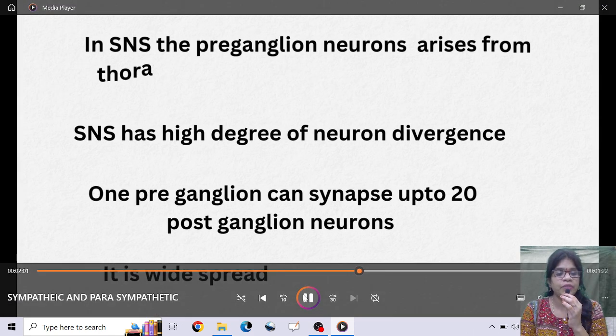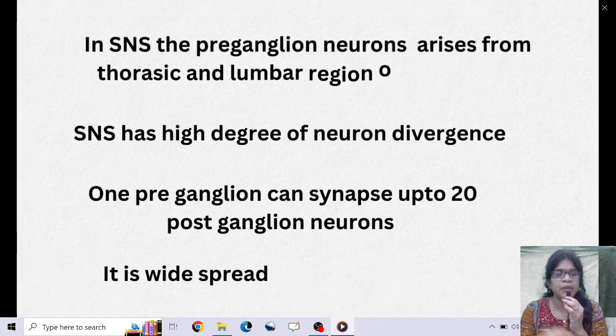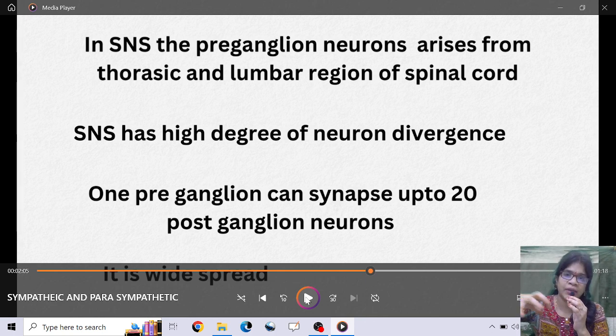For your gist of understanding till now, whatever you have thought about the sympathetic nervous system, in brief, in the sympathetic nervous system, the preganglionic neurons arise from the thoracic part and the lumbar region of the spinal cord, and it has a higher degree of neuron divergence. What does that mean? When the postganglions arise from your ganglion, celiac ganglion and all, the postganglionic neurons are so well organized or so diversified that they are entering into specific locations.